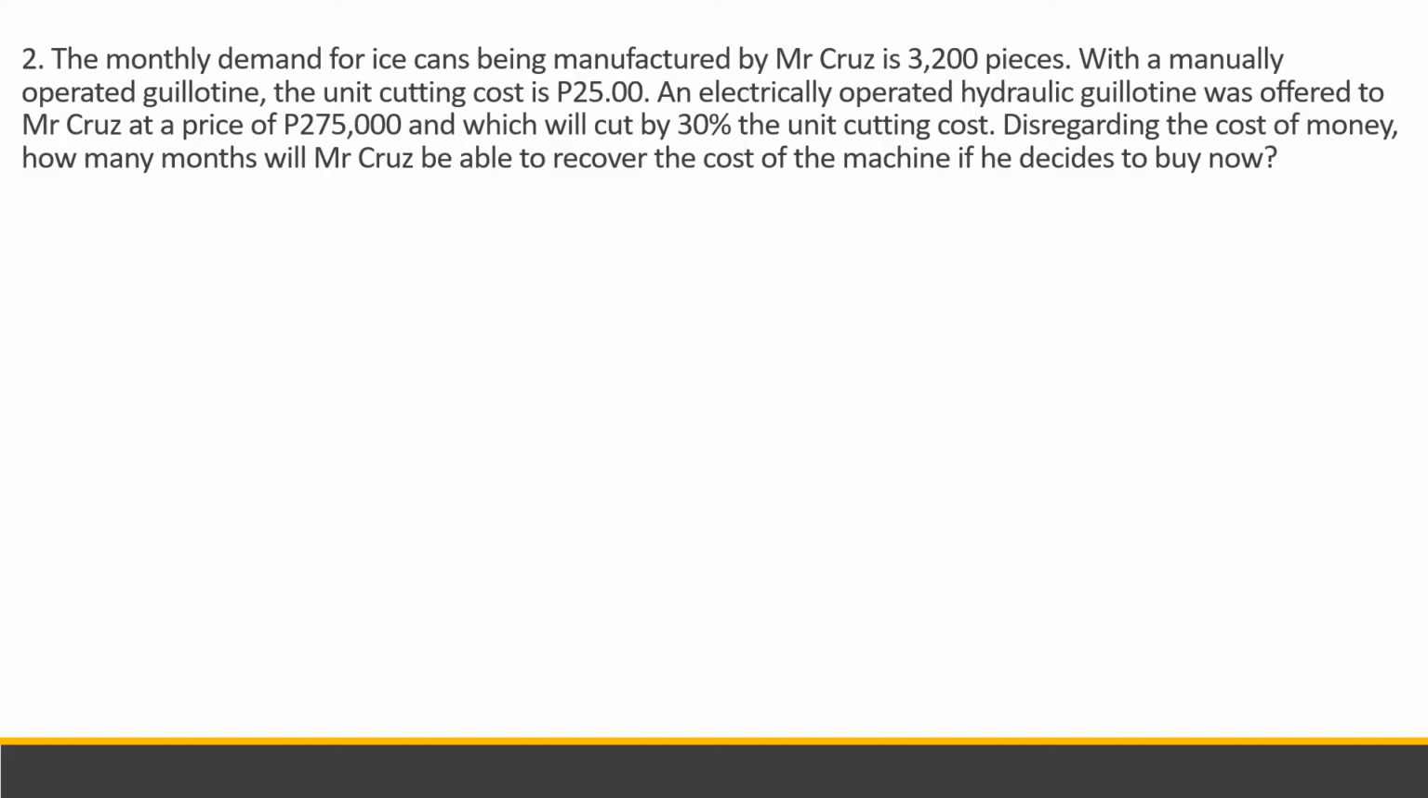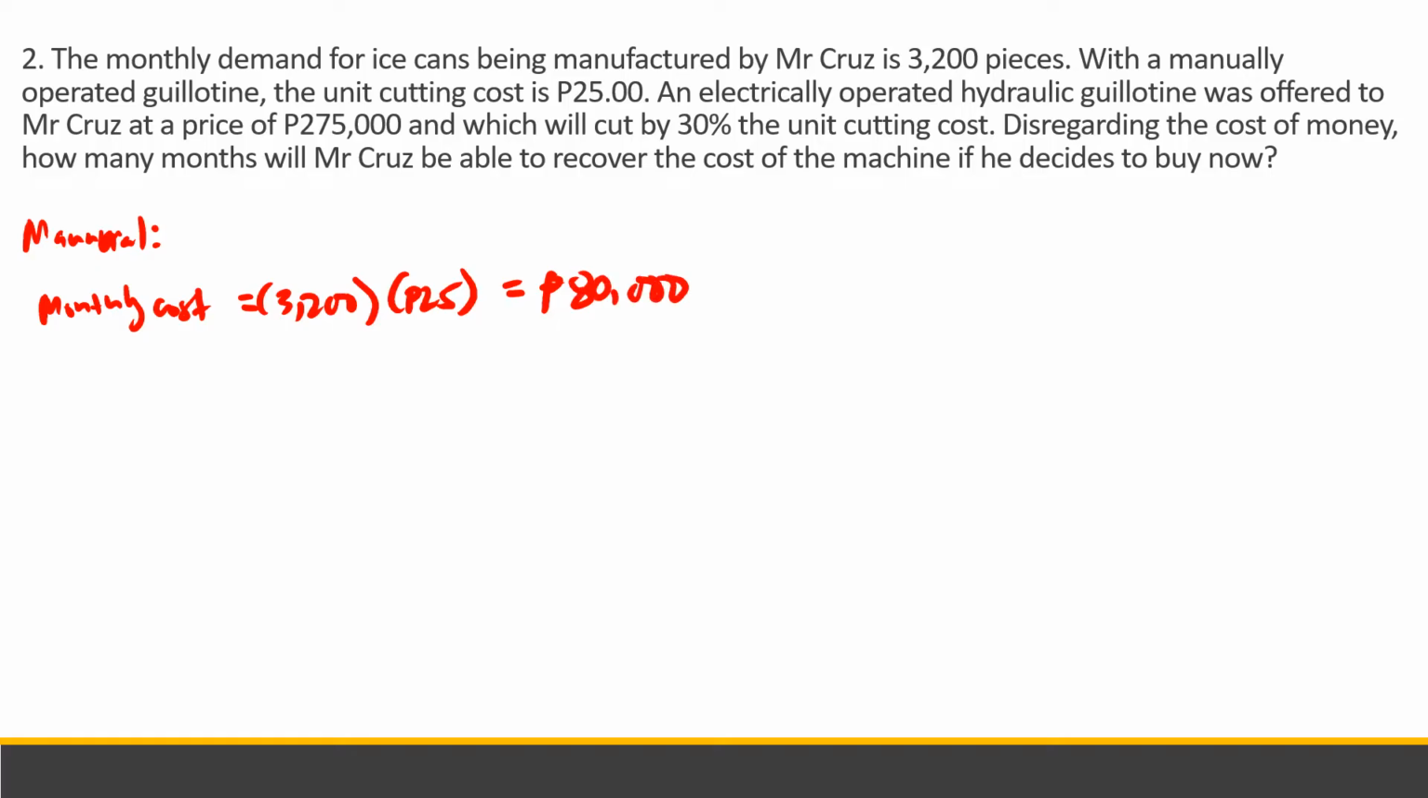So the problem number 1 is about labor proficiency. Now this problem is about alternatives among the machines. So for the manually operated, the monthly cost is equals to, so for a month meron siyang 3,200 pieces na cans multiplied by 25 pesos per can. So the cost is 80,000 pesos.